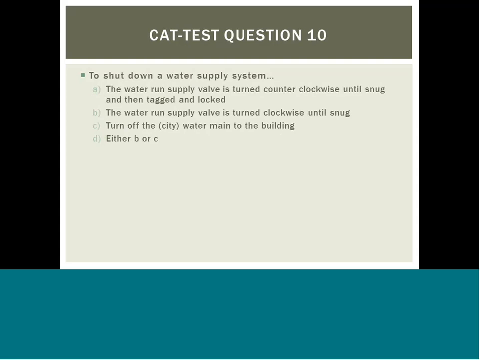CAT test question 10. To shut down a water supply system, A, the water run supply valve is turned counterclockwise until snug, and then tagged and locked. B, the water run supply valve is turned clockwise until snug. C, turn off the city water main to the building. Or D, either B or C.